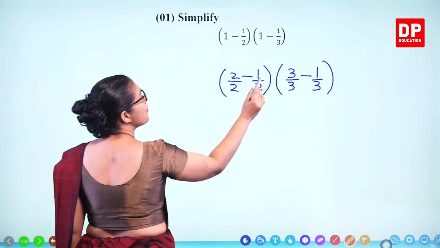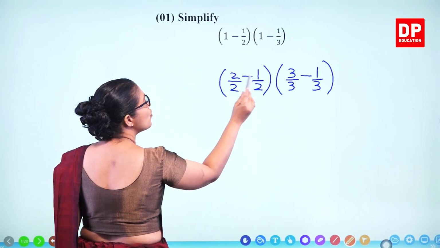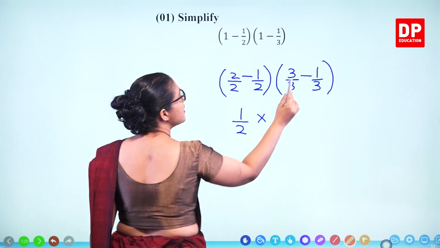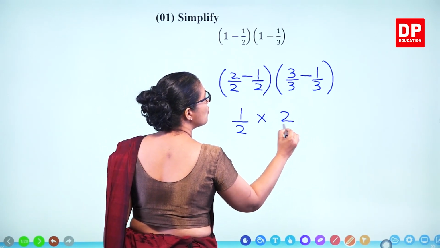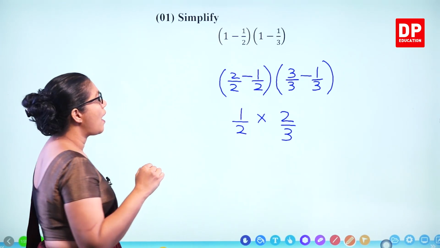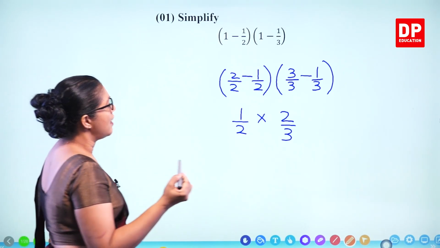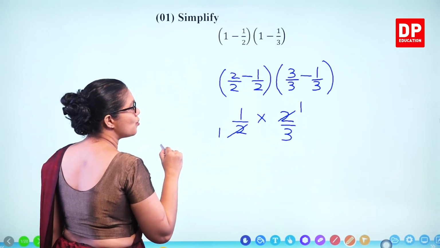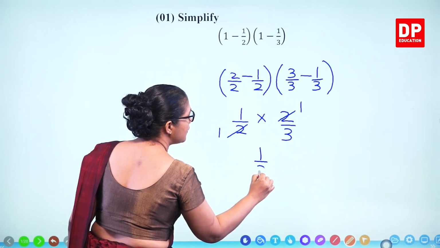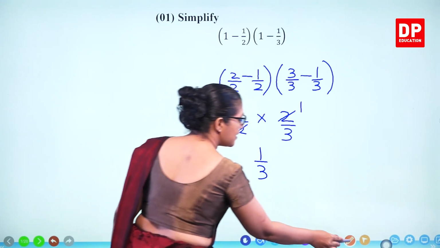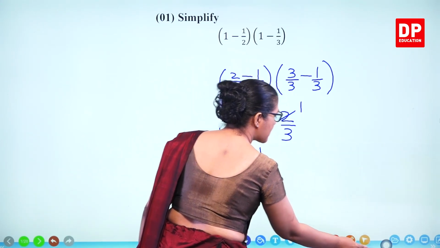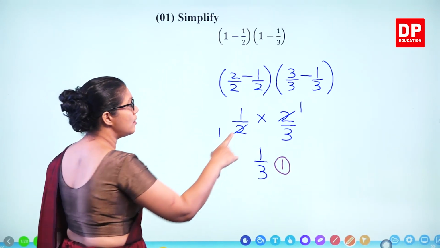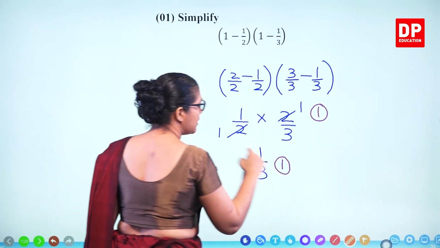Now, with the same denominator, you can subtract. 2 minus 1 is 1, and 3 minus 1 is 2. So here we have half and 2 over 3. Now you can simplify. This 2 gets cancelled out with this 2, and you get 1 over 3 as the answer. So you get 2 marks: 1 mark for the method and 1 mark for the answer.